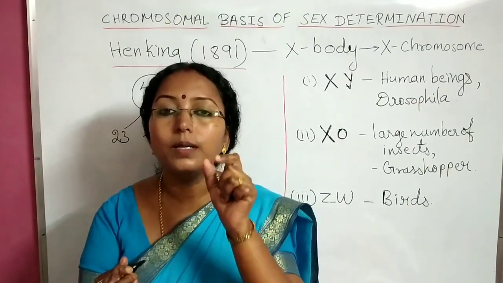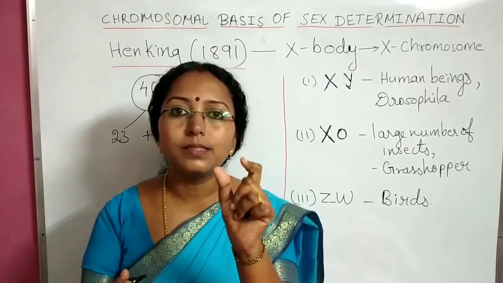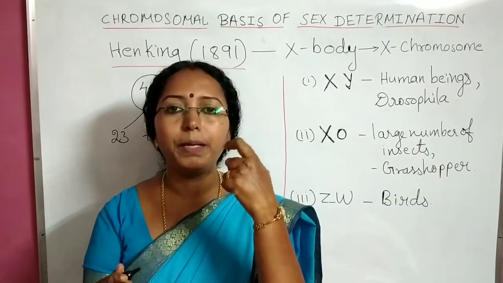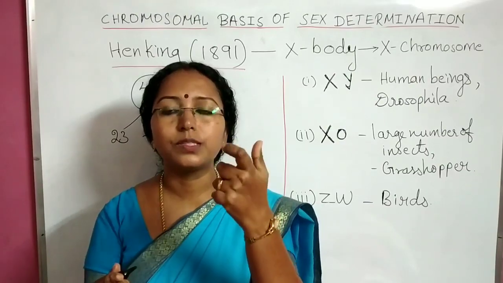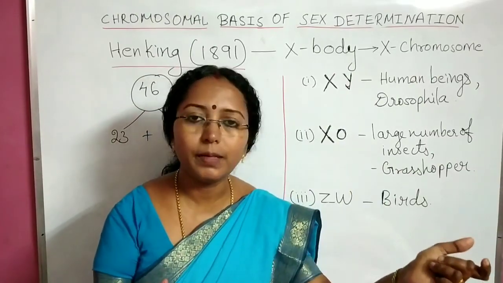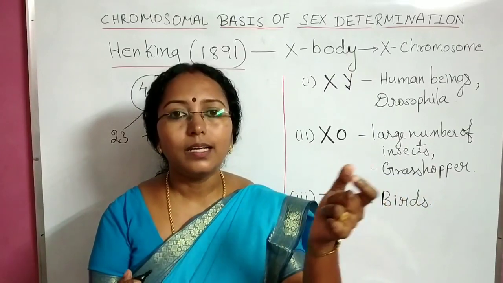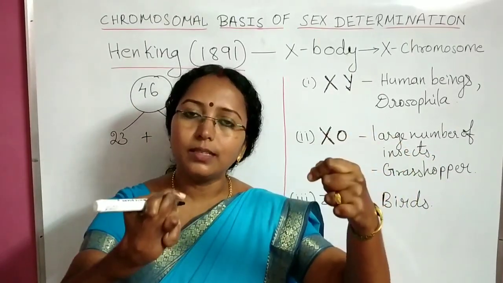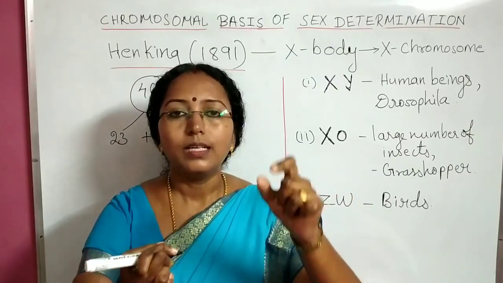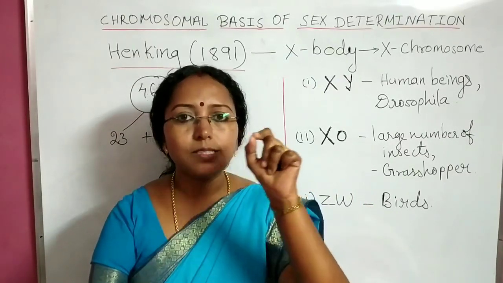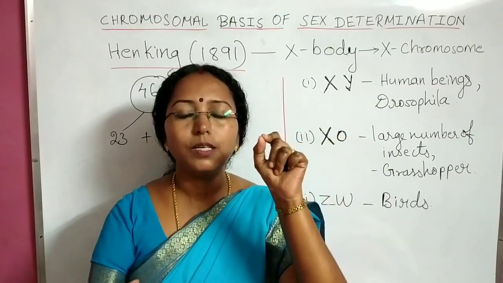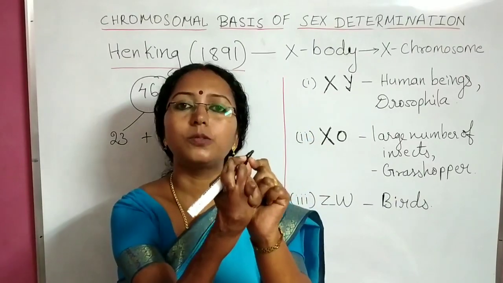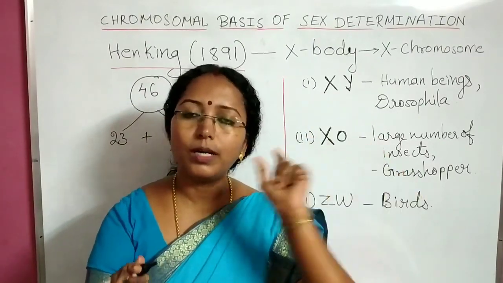So I am using the word pairs. Pairs means same. They look alike, isn't it? You take a pair of shoes. Your sister or brother might have a pair of shoes. The pairs look the same, but if you take different pairs, they look different. So if you take one chromosome out of the 46, you can find another chromosome which looks exactly like the first one you have taken. So that will form one pair.